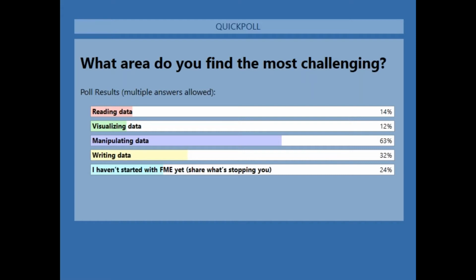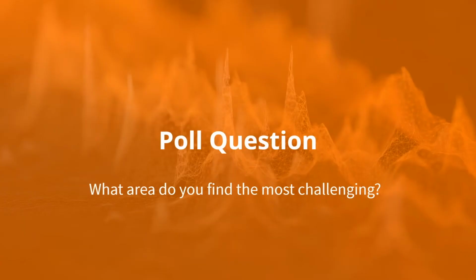So we've got manipulating data at 63% and then writing data at 32%, and downwards from there, if that helps. Awesome. That's great. We have a lot of tips coming up for both of those areas, along with reading as well. Hopefully we'll help address your questions. And if you do have any that aren't fully covered, please do use that chat panel and we'll help to get those answers out to you.